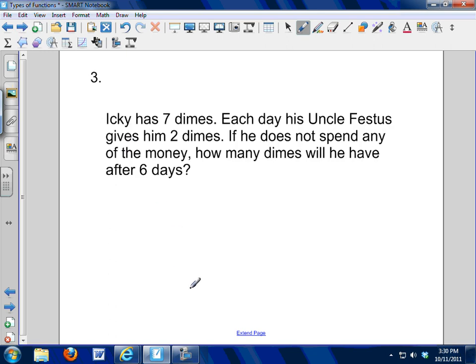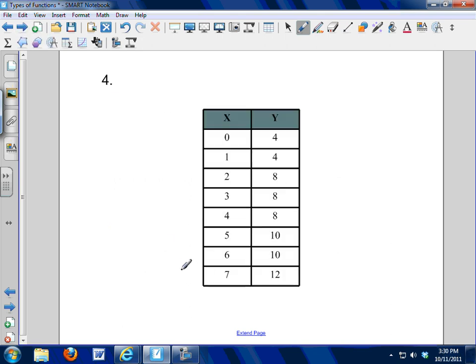Number 3, a little story about Icky. Once upon a time, Icky had 7 dimes. One day, his uncle Festus gave him 2 dimes. If he does not spend any of the money, how many dimes will he have after 6 days? Okay, so this is a story, and you need to tell me what kind of story it's going to relate back to. What type of function do we have of the choices that we've talked about so far?